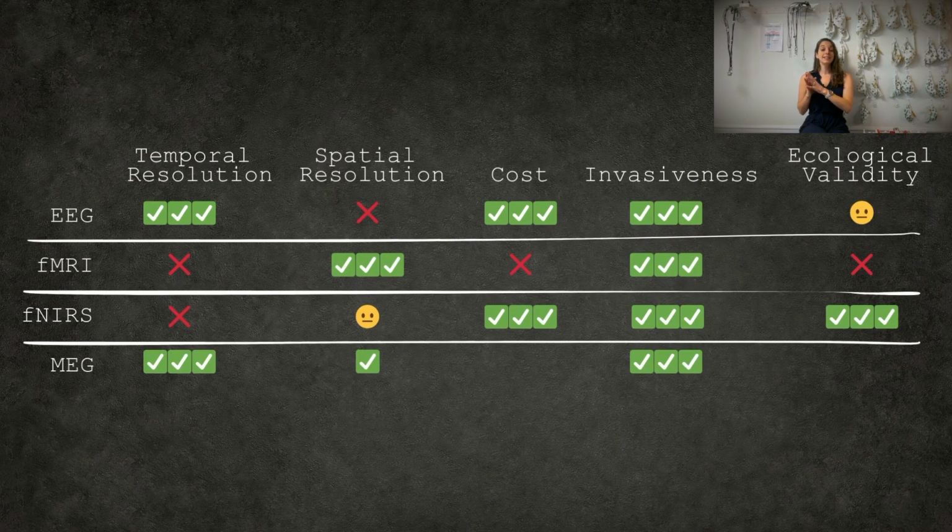The pros: it's got high temporal and good spatial resolution, and it's great for localizing sources of activity. The cons are that it's crazy expensive, requires a magnetically shielded room, and is not widely available. This is a much rarer technology than EEG or MRI.